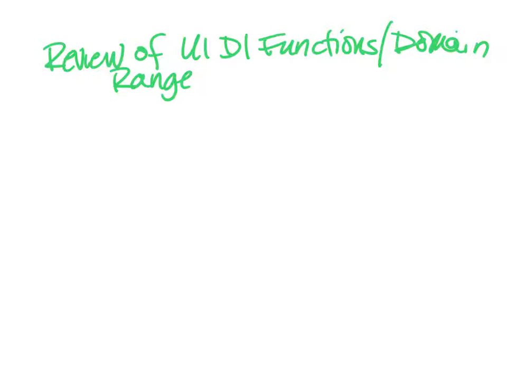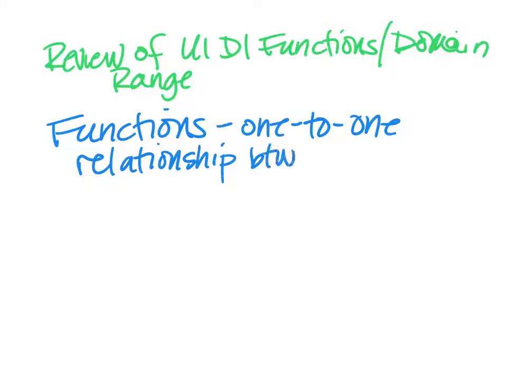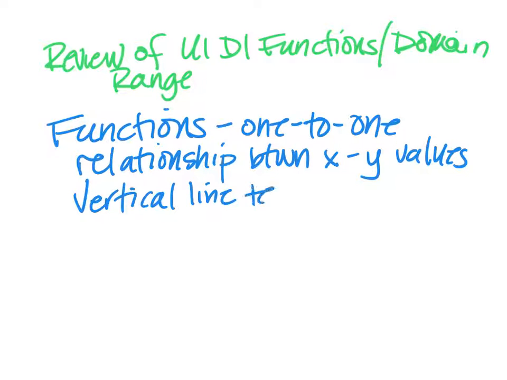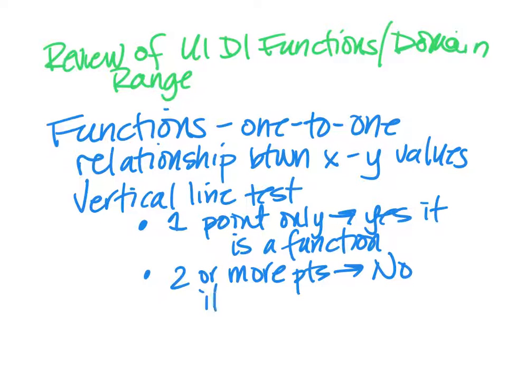All right, so let's begin by looking again at the definition of functions. Now, the main definition is when you have a one-to-one relationship between an x value and a y value. The other way we can do this is what is called the vertical line test. And if it goes through one point only, yes, it is a function. If it goes through 2 or more points, then no, it's not a function.